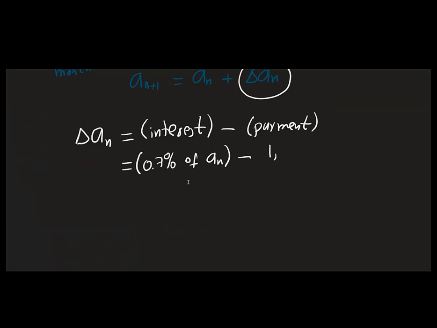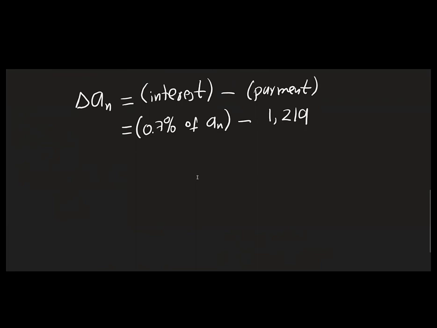Okay. So as we did with the previous example, we just take the 0.7% of this AN, and that is the same as multiplying by 0.007 of AN, and then the minus 1,219. So that's going to give us the expression for delta of AN in terms of AN.